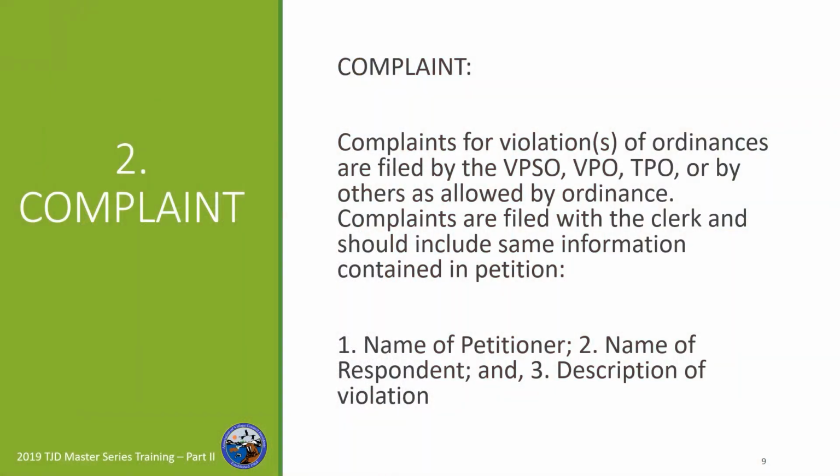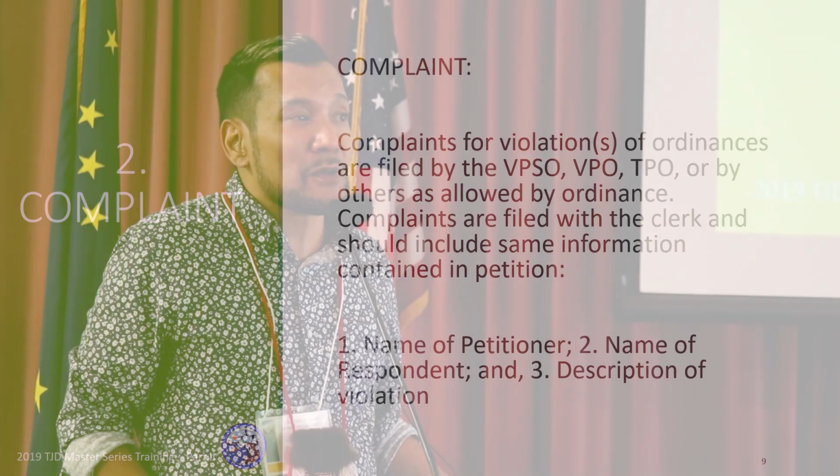So the second way, again, is through a complaint. And again, complaints are generally filed for violations of ordinances, and they're generally filed by the VPSO, the VPO, the TPO, or by others as allowed by ordinances. Complaints are going to be filed with the clerk, similar to petitions, and they're really going to try to include the same information that we're looking for on a petition. So that information is the name of the petitioner, the name of the offender or the respondent, and a description of the violation.